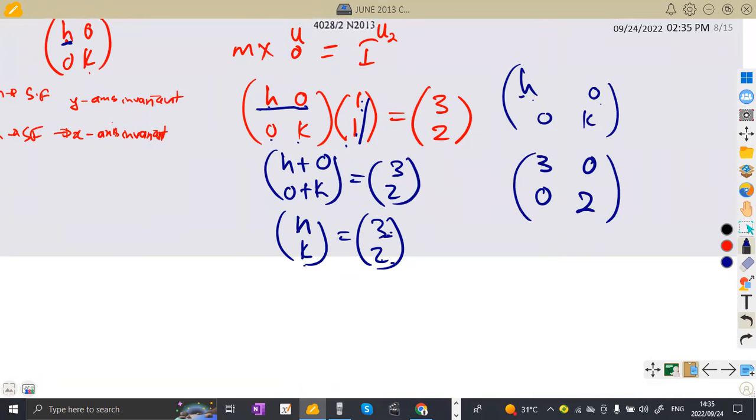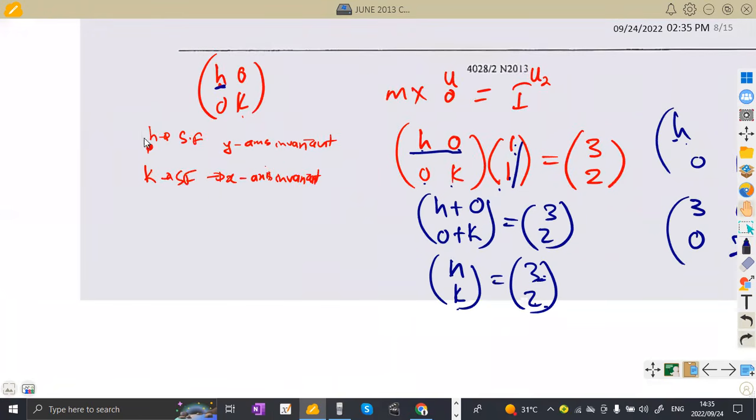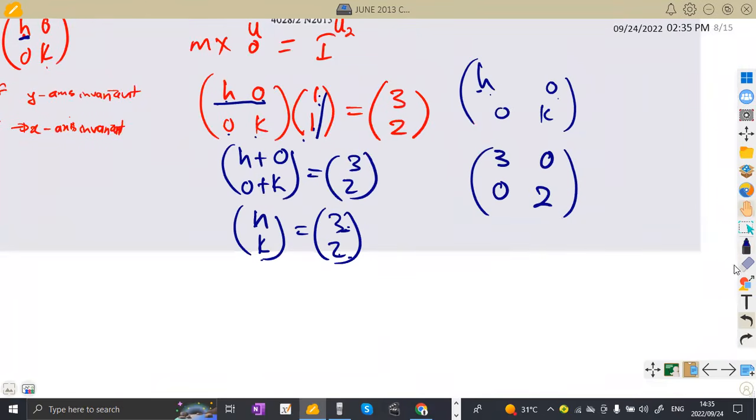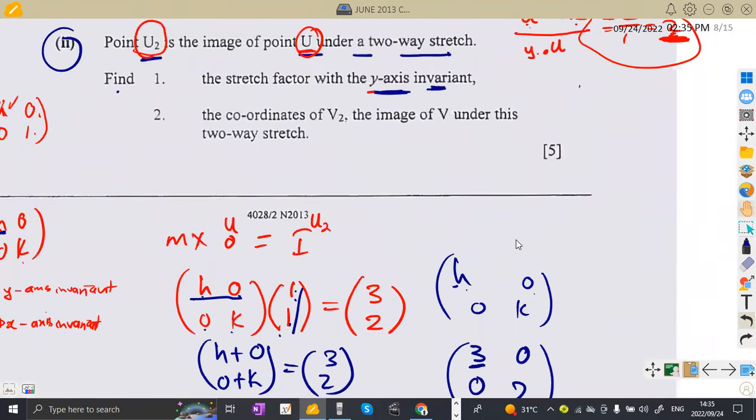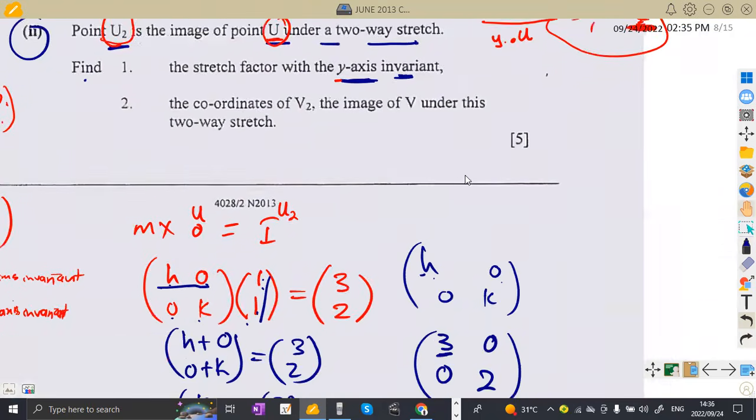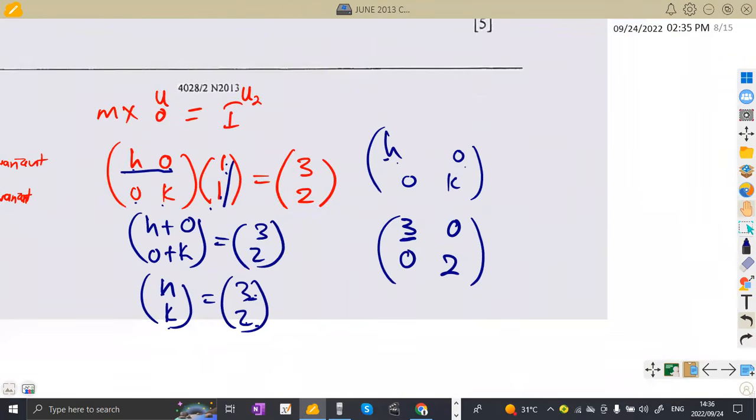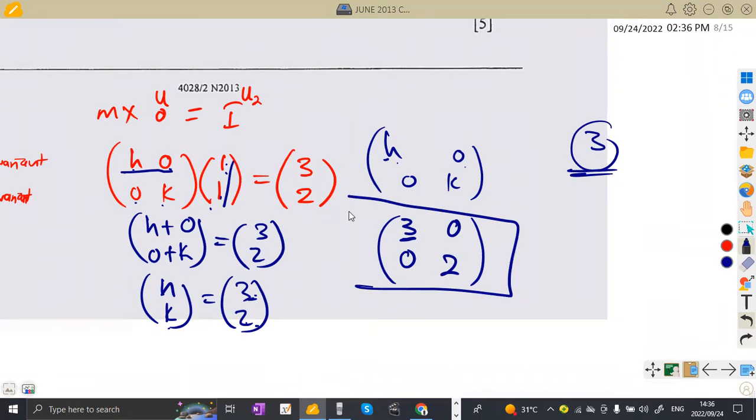So we said the one that affects the y-axis invariant is the what? For the y-axis invariant, it is going to be the H. So our H here is 3. So 2 was for the x-axis. Okay, so like I said, our answer is going to be 3. So the stretch factor with the y-axis invariant was going to be 3. That is our stretch factor there. All right. So this is the matrix for our two-way stretch that we are having. As you can see, this is a matrix for two-way stretch, guys.